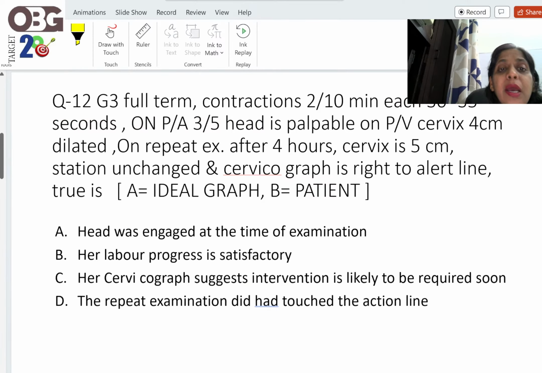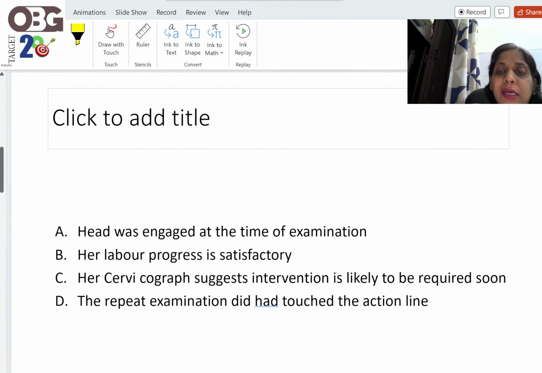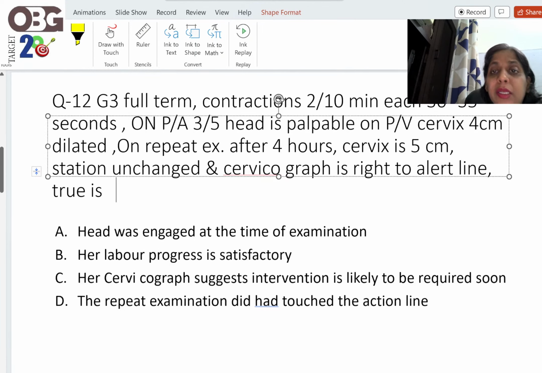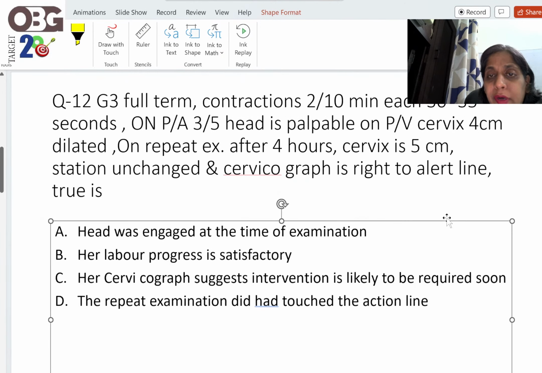Next is G3 full term, contractions 2 per 10 minutes, 30 to 35 seconds. Here the ideal graph is not given. Sometimes in the exam also the partograph is not given, so you have to draw the partograph. We can draw it very easily. First, the contractions were 2 per 10 minutes, each 30 to 35 seconds.